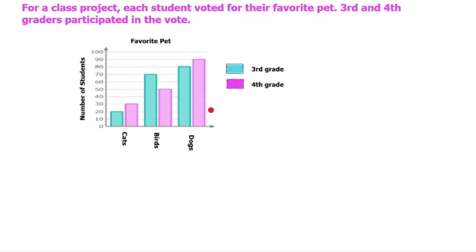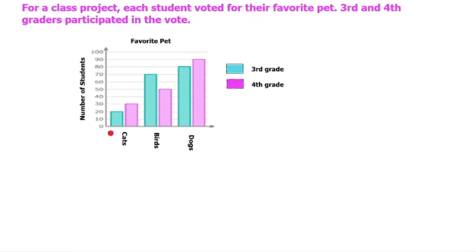So here we could see on the y-axis we have the number of students. On the x-axis we have the different types of pets. So cats, birds, and dogs. And the name of this chart is called Favorite Pet. So the colors show the blue are the third graders and the purple are the fourth graders.